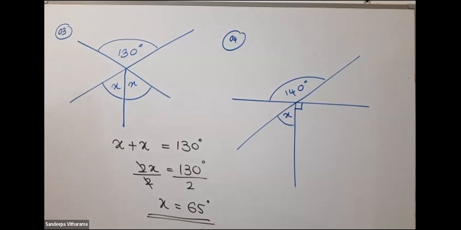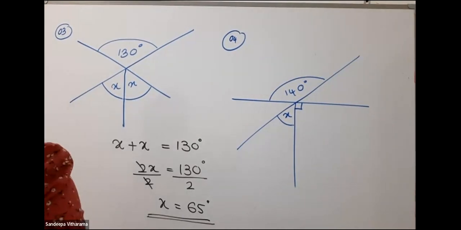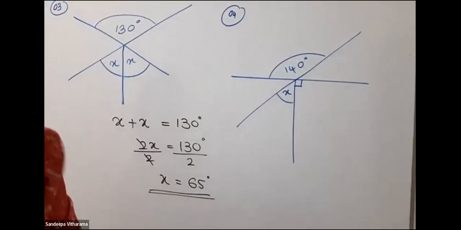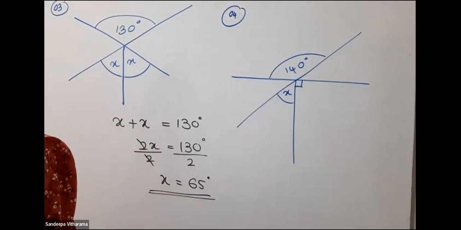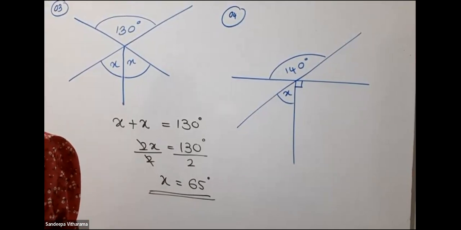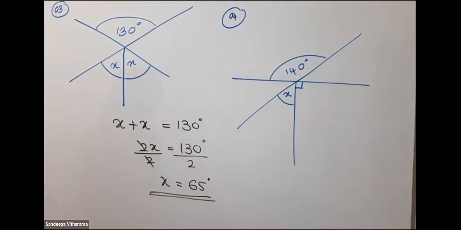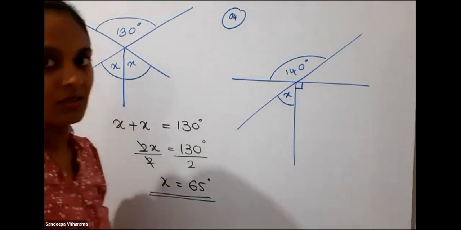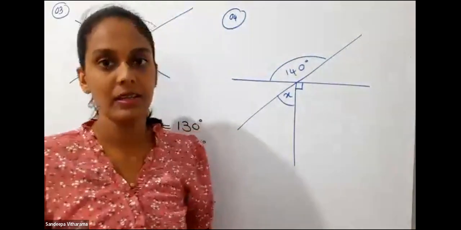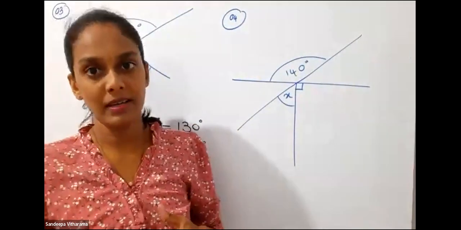Yes. Have any of you got the answer for the fourth question? Yes, teacher. x equals 50. Okay, very good. How did we obtain the answer? Here also you have to identify vertically opposite angles correctly.